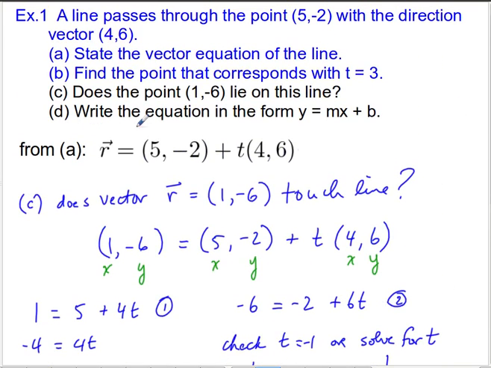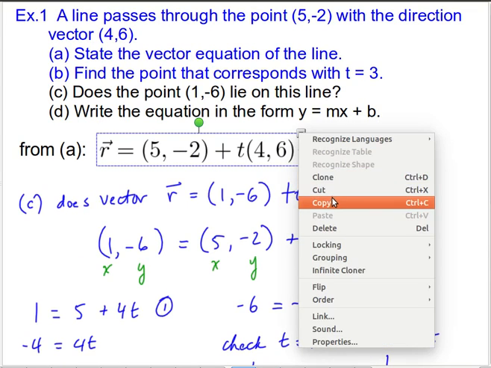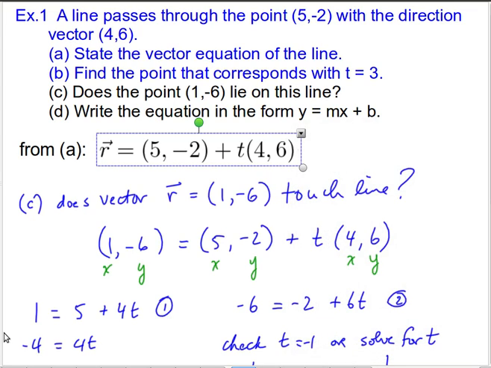And finally, write the equation in the form y equals mx plus b. So let me just grab a hold of that equation, copy it. I'm going to create a new page, and I'll paste it into there.